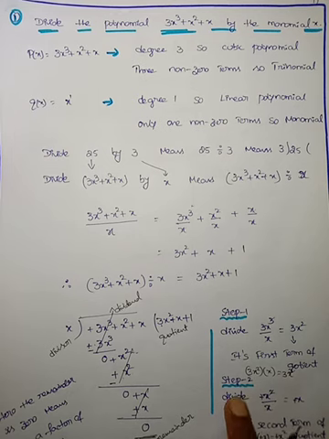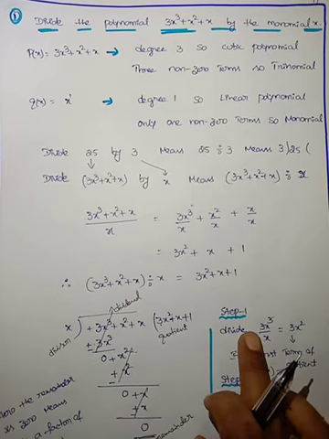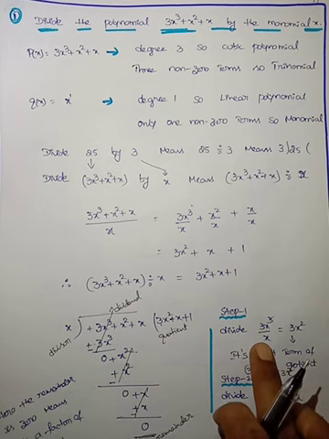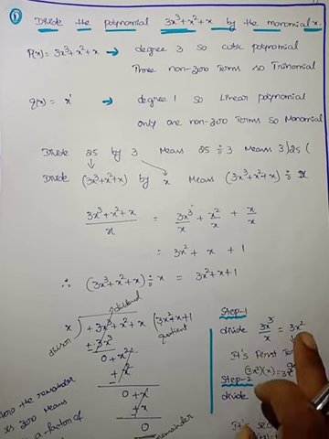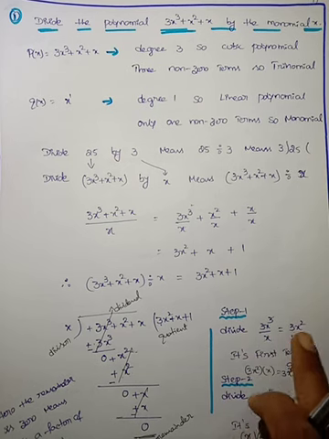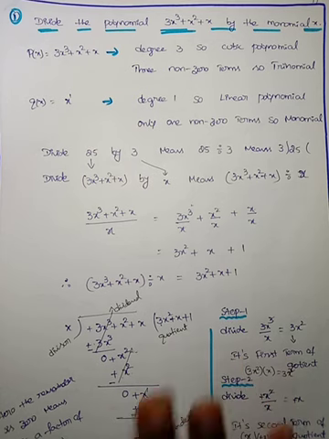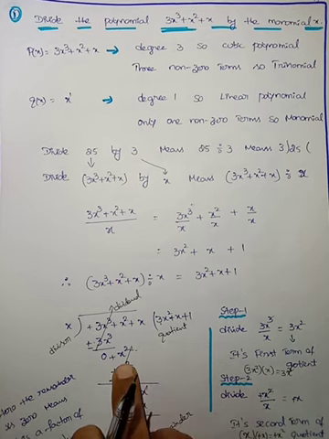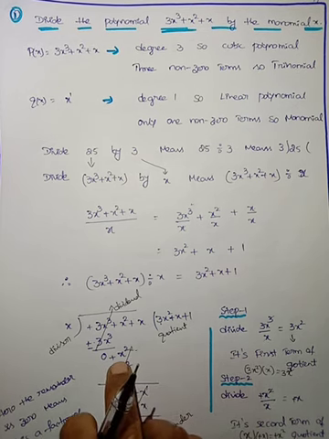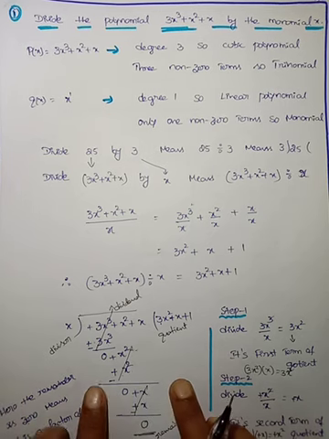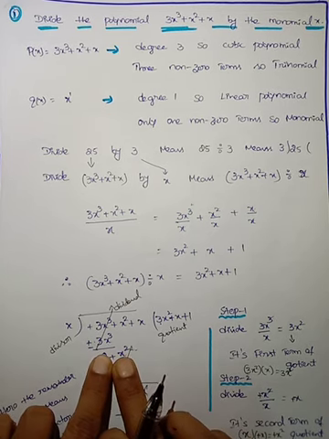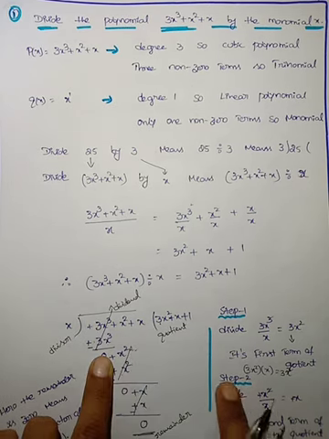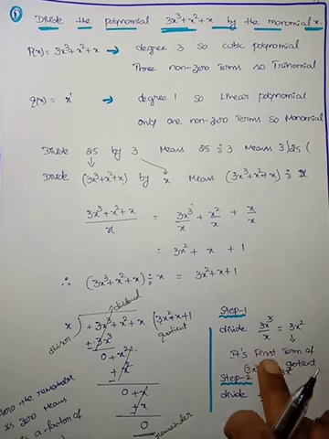How to write the steps? Take the first term in the dividend as the numerator and the first term of the divisor as the denominator. You divide. What comes is the first term of the quotient. After that, you take the second term and put it in this place. This is the dividend. Always take the first term and first term.